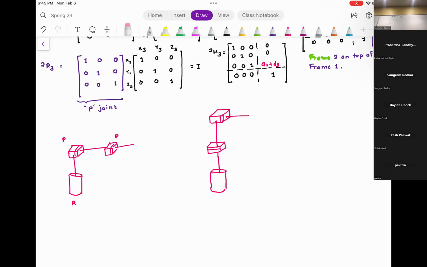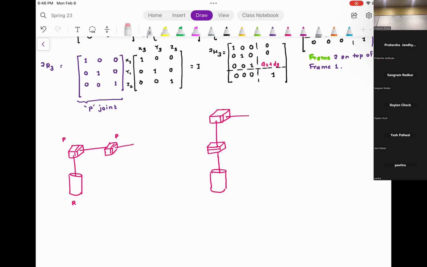Yes, there is a case wherein you have offset not along one direction, but along two directions. In that case, that's not a problem. You will treat everything as per your convention. At the end of the day, whatever the distances are, you have to resolve those distances in the frame corresponding to the previous joint. Let me give an example.